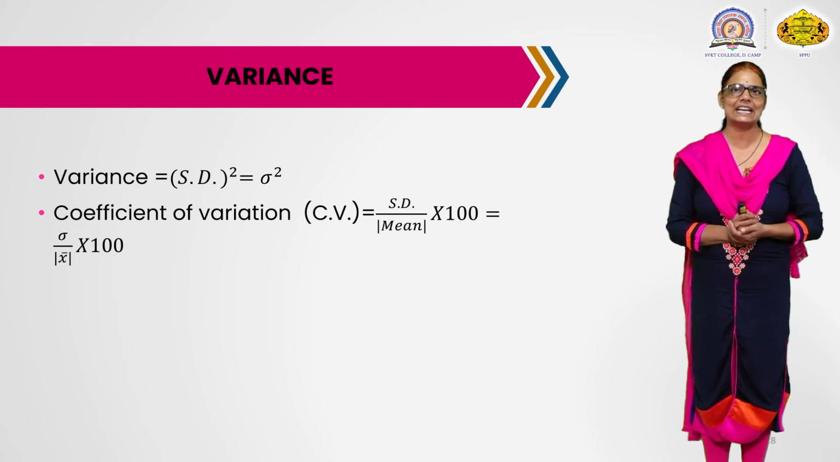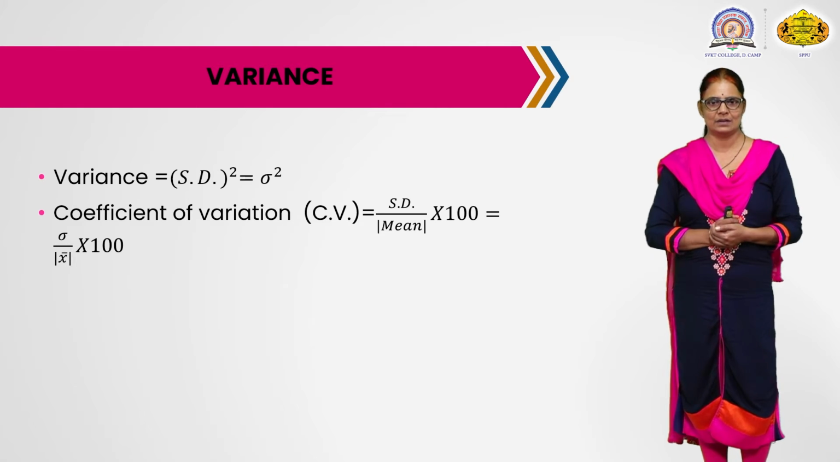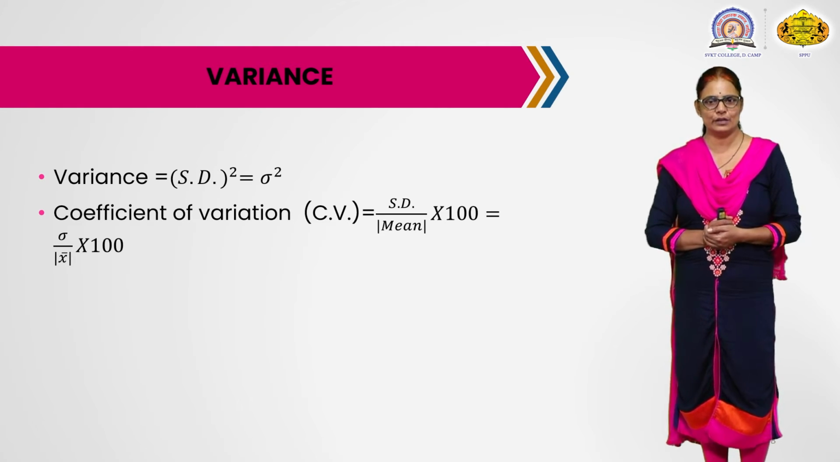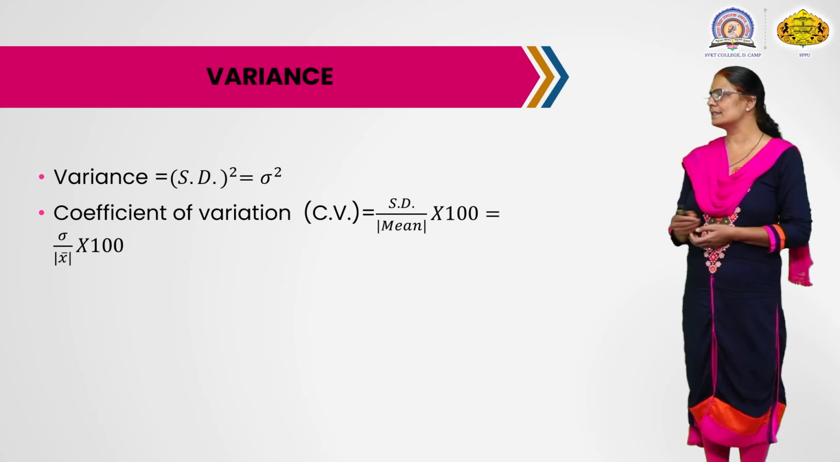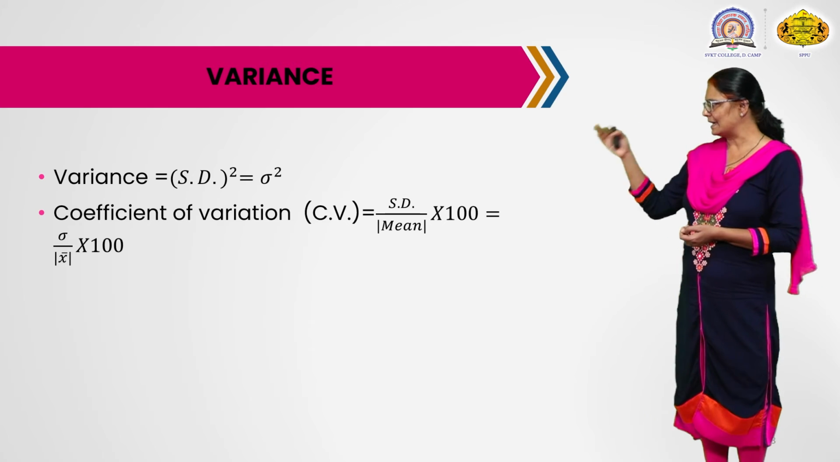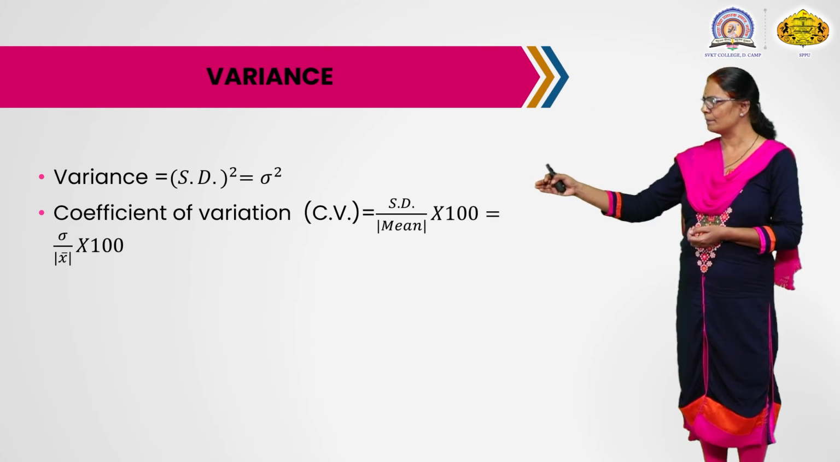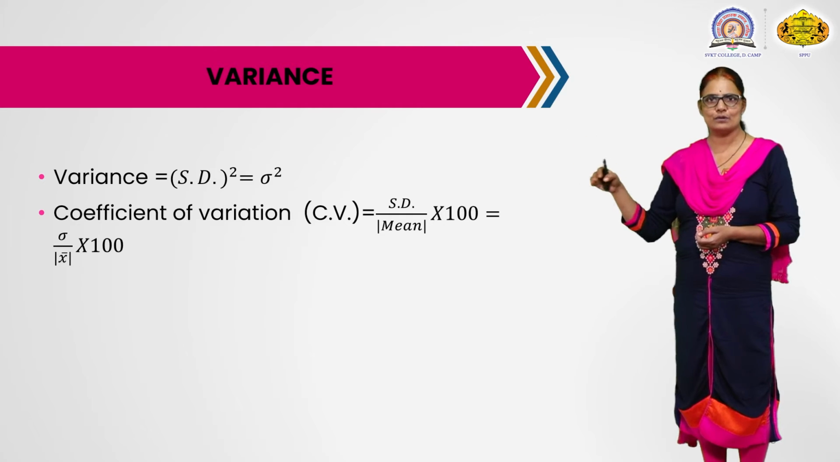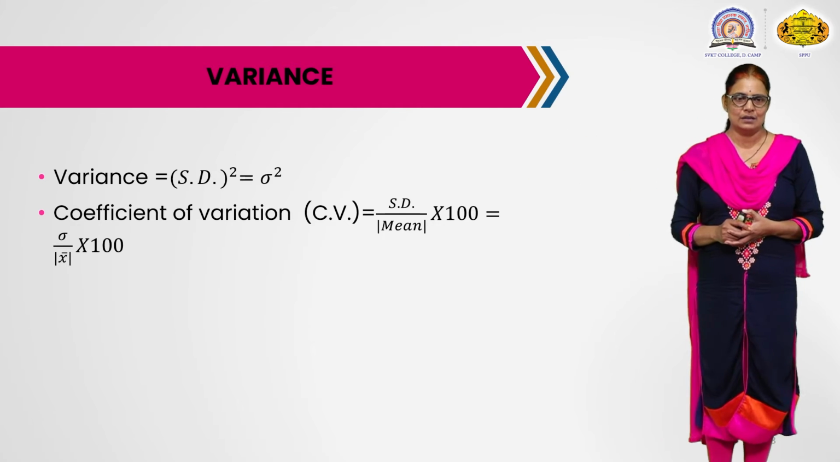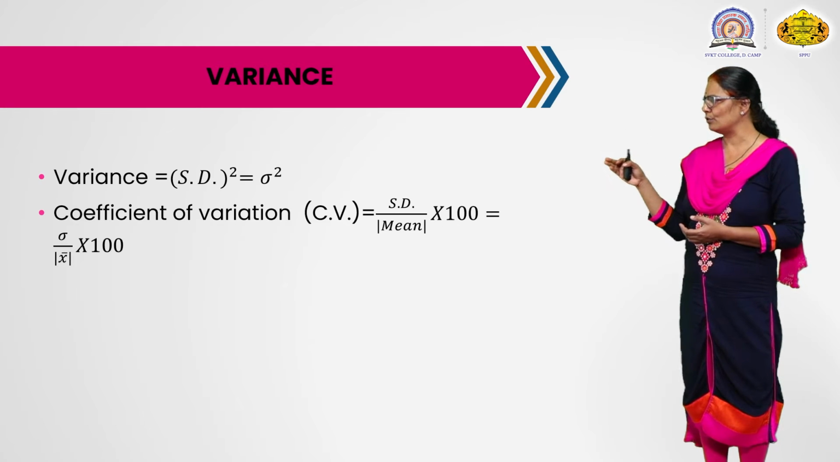So the next formula is the second relative measure of dispersion, the coefficient of variation. It is denoted by C.V., and it is defined as the ratio of standard deviation upon the absolute value of the mean, into 100. So, it is calculated in terms of percentage. That is the same as sigma upon mod of x bar into 100.